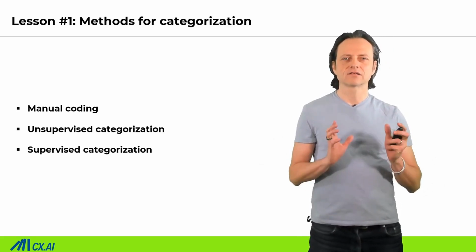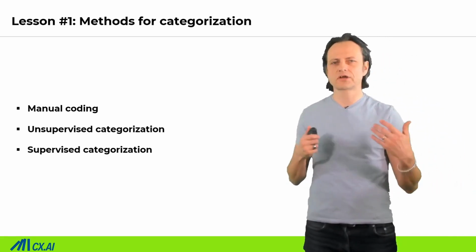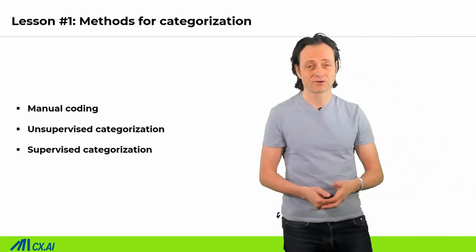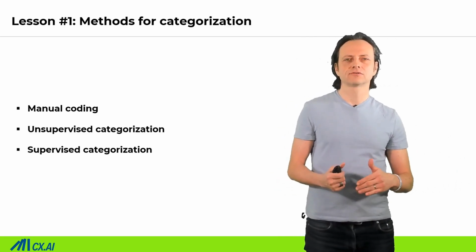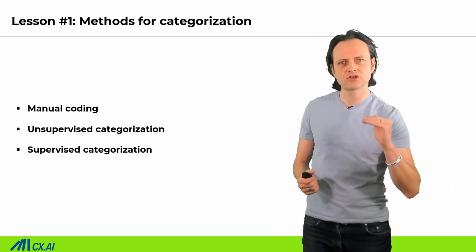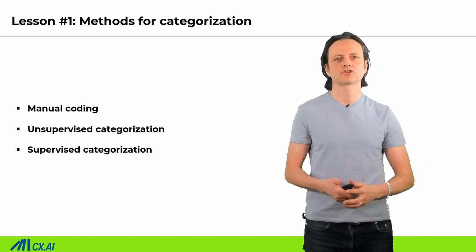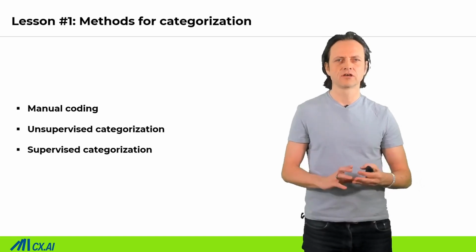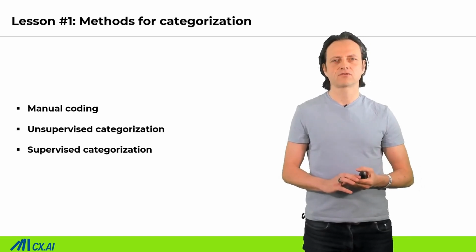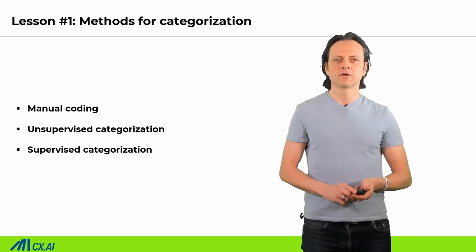And third, supervised categorization, supervised text analytics, supervised NLP, whatever you call it. It is called supervised because a human teaches the system, a human teaches the artificial intelligence to categorize. These are the three things you need to bear in mind. Each of them has pros and cons, and let's discuss them.